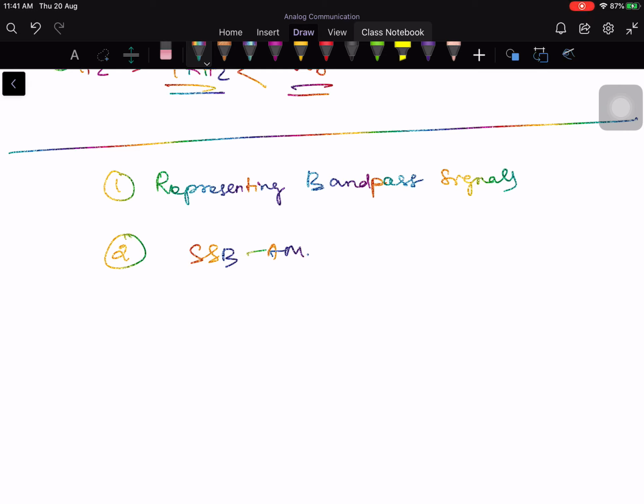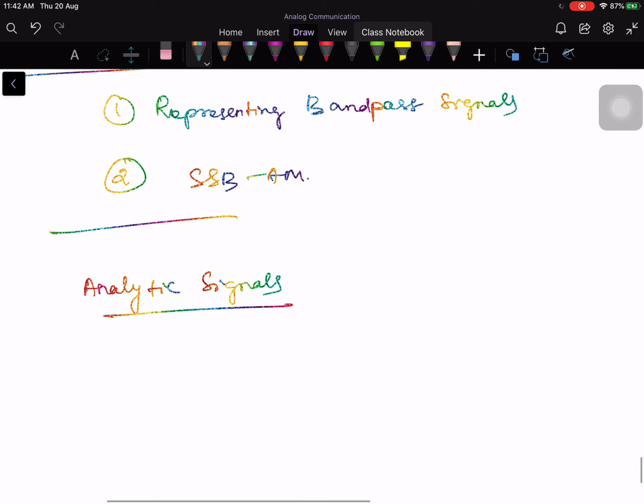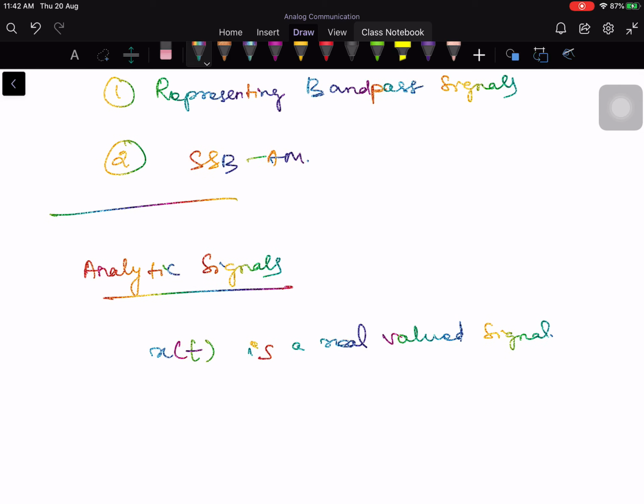Now let us look at the next concept. The next concept that I am going to introduce, a new concept which is based on the Hilbert transform, is the concept of analytical signals. Now let us say x of t is a real valued signal, like your speech signal. It's a real valued signal, right? Let me first give you a little bit of motivation for this.